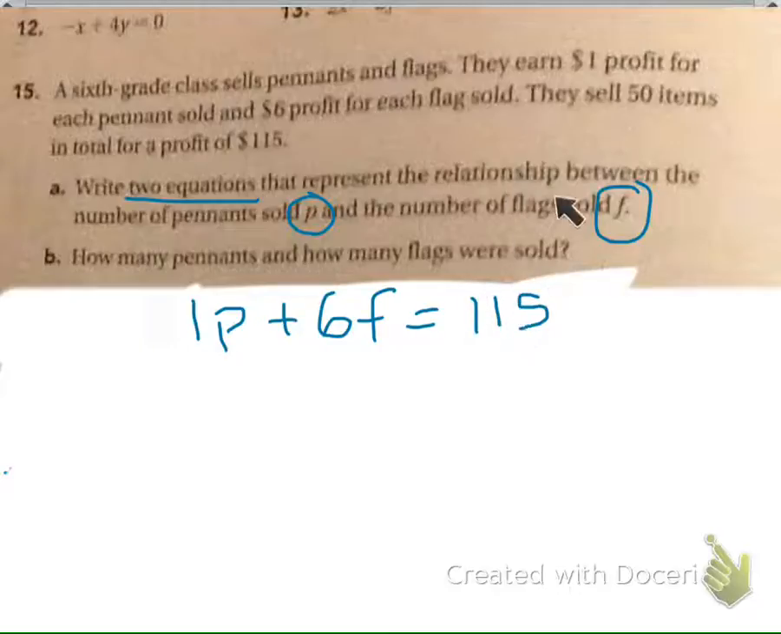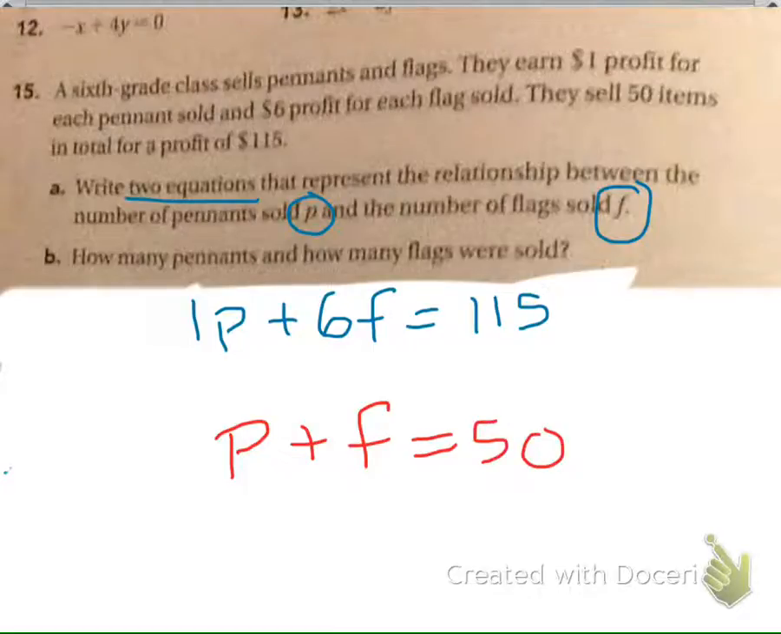Then the next equation has to do with the 50 items. So all together they sold a certain amount of pennants and a certain amount of flags to sell 50 items total. So that means a certain number of pennants, P, plus a certain number of flags, F, makes 50 items total. So there's my two equations.